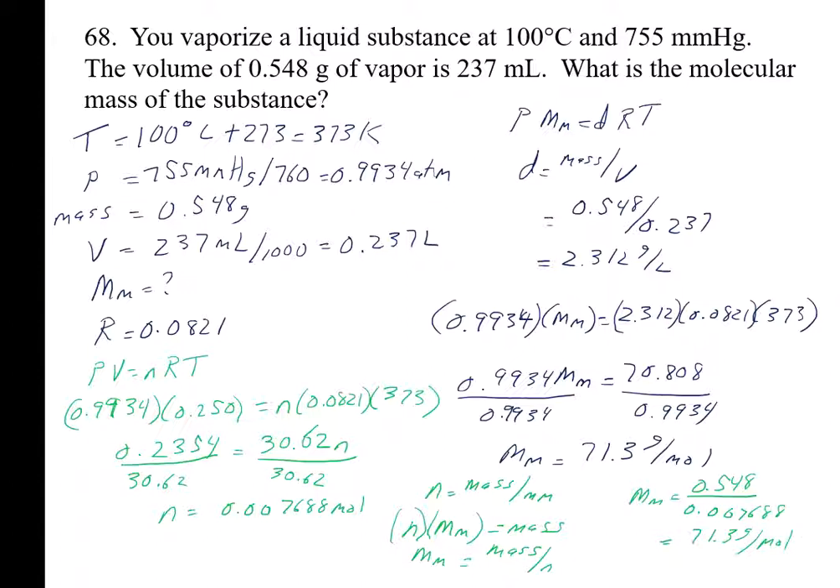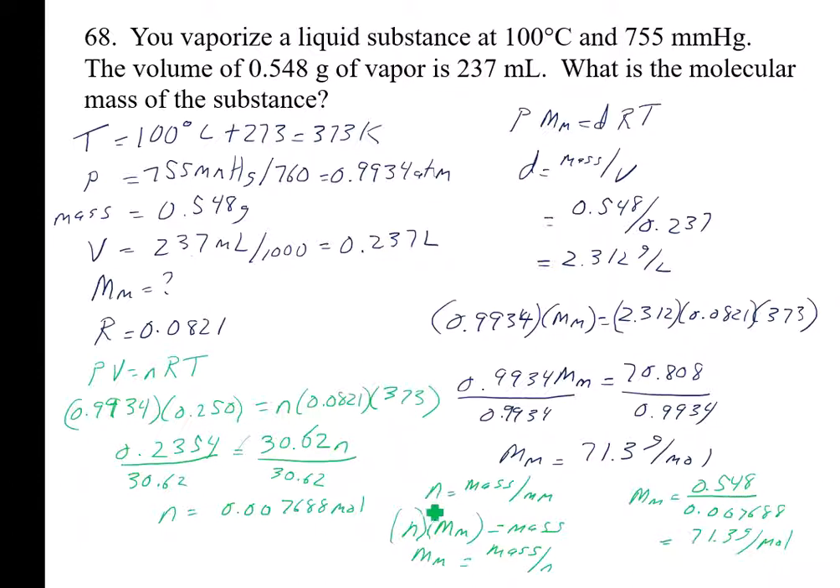So in the first way, I had to first calculate my density and then plug in my density. If I did it this way, I didn't have to do anything prior other than changing my units of temperature and volume. I solved for n, and then once I had n, I solved for molar mass, and I got grams per mole.